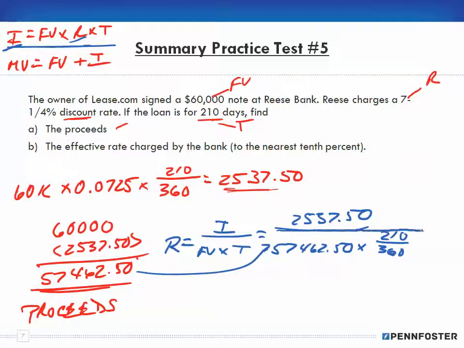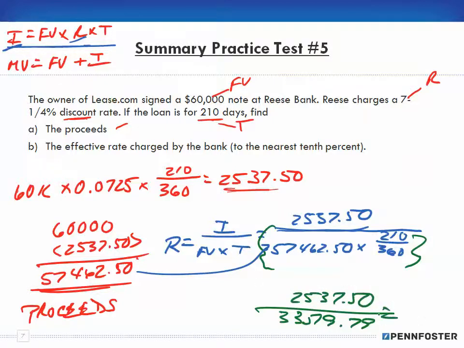Now we have to do all of the math in the denominator first because we have a fraction there. If you take the 57,462.50 and multiply it by 210, that gives you the numerator in the fraction. Then you divide by the denominator of 360, and you end up with 33,519.79. We still have the 2537.50 interest in the numerator. So we divide 2537.50 by 33,519.79, and we get as a decimal 0.0757.